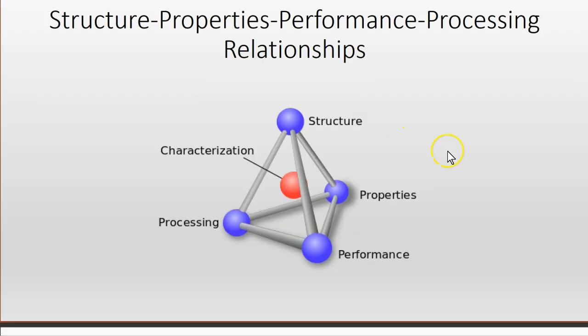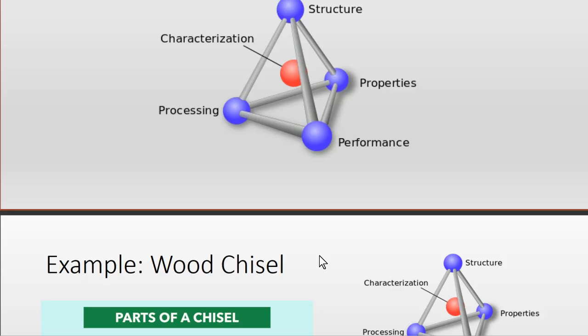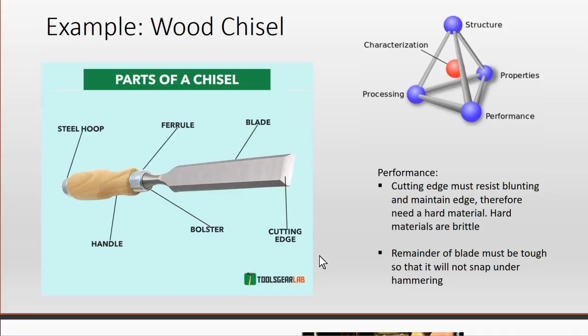In material science, what we understand is that the structure of a material is interrelated and dependent upon the processing, which is interrelated and dependent upon the properties that the material has, and hence its performance. So all these are interrelated. For example, let's say we want to make a wood chisel. A wood chisel has some competing requirements in terms of the parts of the chisel.